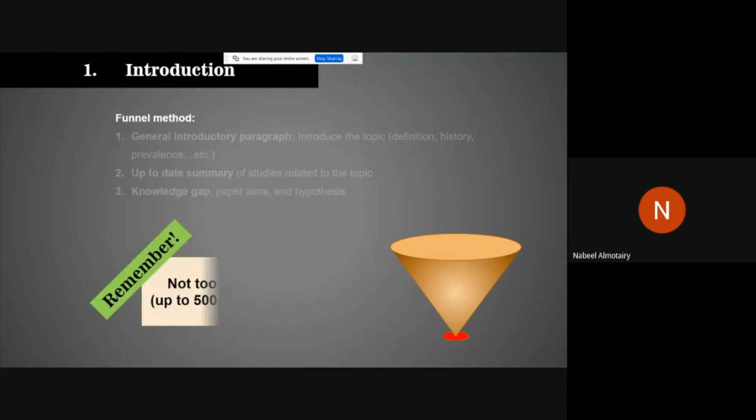And try to make it as short as possible. I think most journals follow the 500-word limit. I think there are some journals that have longer introductions, but try to keep it as short as possible.